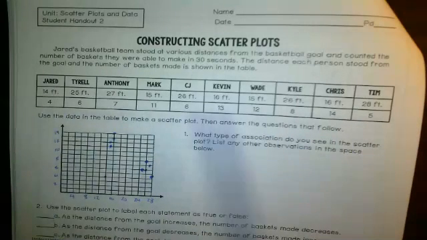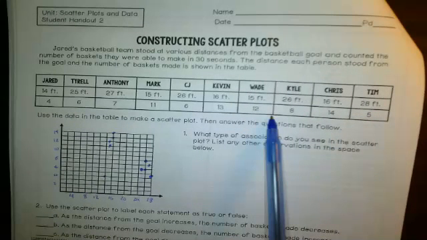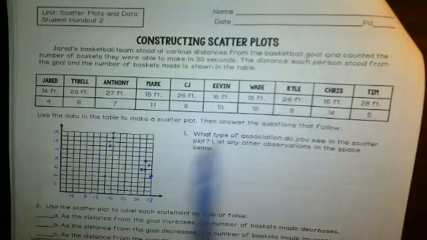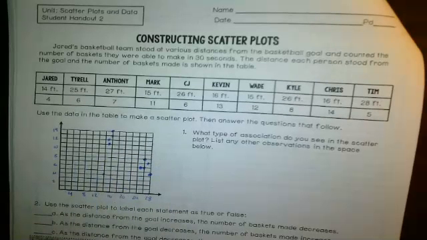And so when you write it in this form, it's hard to see if there's a trend. It doesn't really show as easily as if we were to put it into a graph. So what they did is they did graph this, and you can see a couple things going on. So what type of association do you see in the scatter plot? List any other observations in the space below.